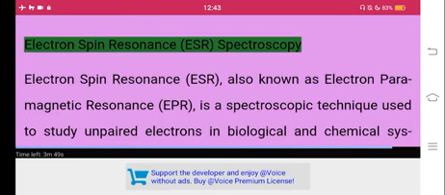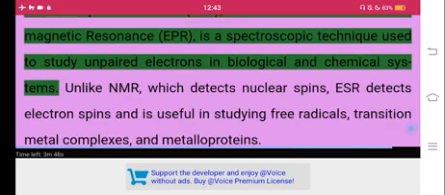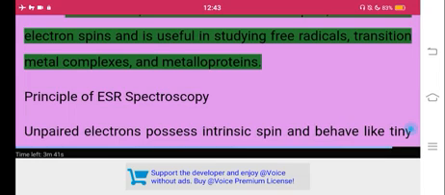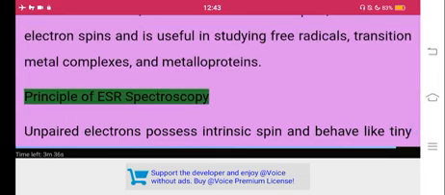Electron spin resonance, ESR spectroscopy. Electron spin resonance, ESR, also known as electron paramagnetic resonance, EPR, is a spectroscopic technique used to study unpaired electrons in biological and chemical systems. Unlike NMR, which detects nuclear spins, ESR detects electron spins and is useful in studying free radicals, transition metal complexes, and metalloproteins.